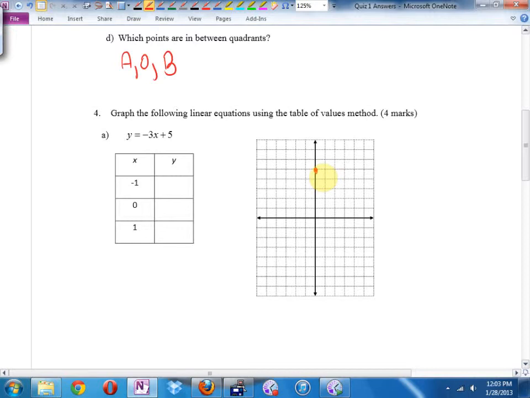Read it to me again. -3. What's in front of the x? What number is in front of the x? Careful, the whole thing. -3. That tells me from that point that I know right there to go down, because it's -3 over 1. It's going to look like this. Yes?